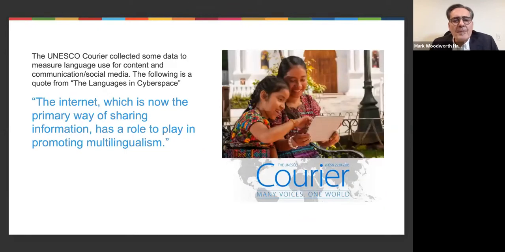Next. The UNESCO Courier recently published a very interesting article about the impact of social media and the internet on language learning. And I quote them: "The internet, which is now the primary way of sharing information, has a role to play in promoting multilingualism."